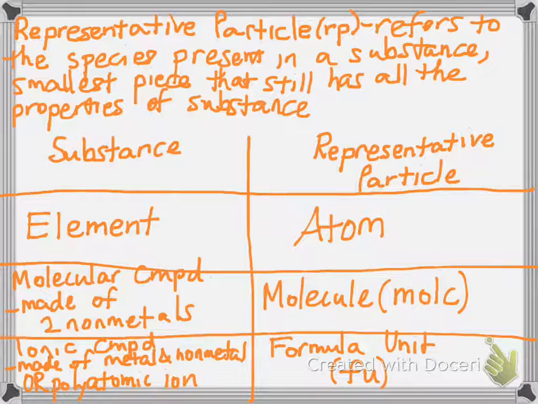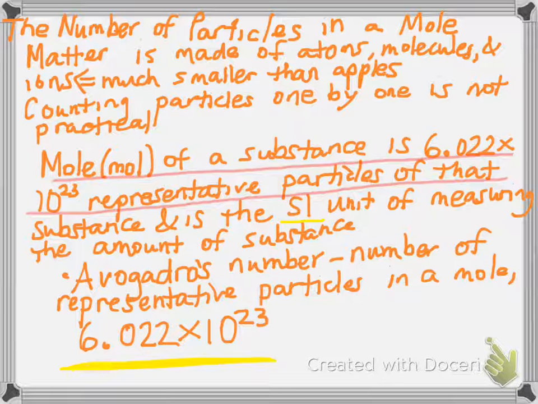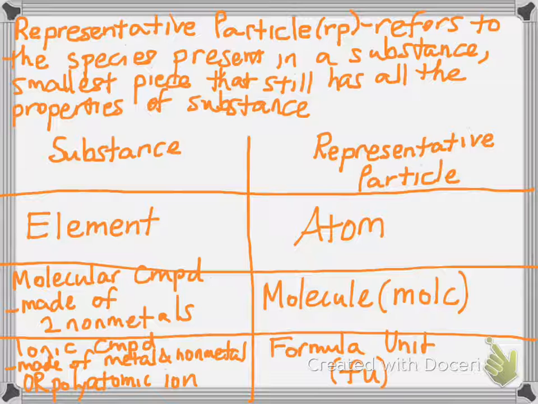Okay, so again, back here, we look at that definition again. A mole of a substance is 6.022 times 10 to the 23rd representative particles of that substance. If that substance is an element, that representative particle is an atom. If that substance is a molecular compound, that representative particle is a molecule. And if that substance is an ionic compound, our representative particle is a formula unit.